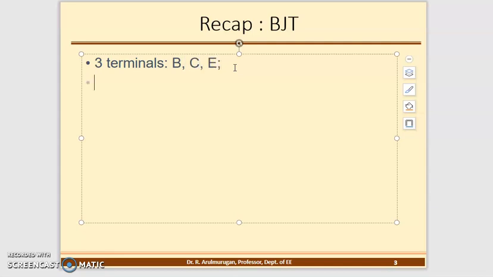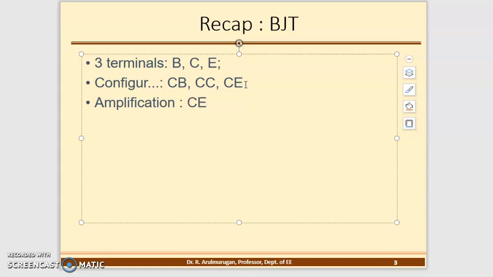Next, what are the configurations? Configuration means which terminal is common among the three: common base, common collector, and common emitter. For example, for amplification, which configuration is suitable and effective? Common emitter is the suitable one.